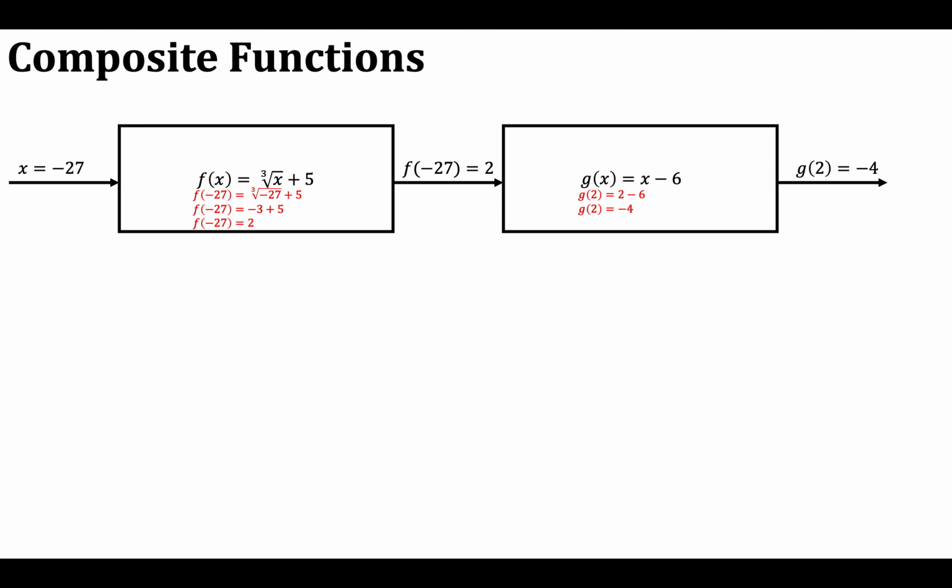Now, if I just have a wee look here, g of 2, so 2 was the input, but actually that input 2 is actually equal to f of negative 27. So surely then that means that my output of negative 4 is actually equal to g of f of negative 27.